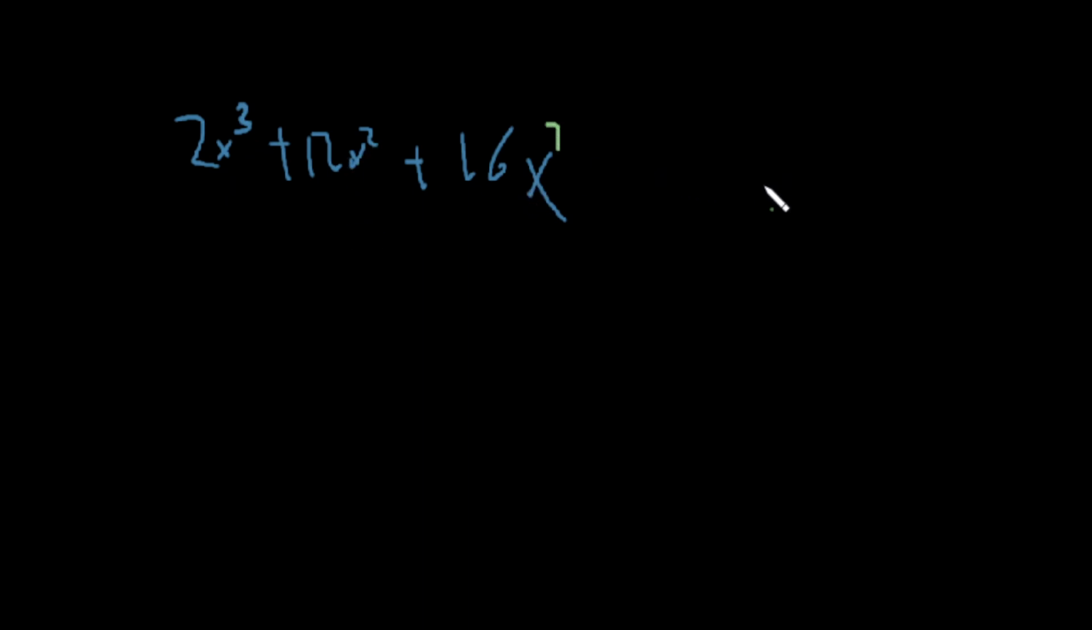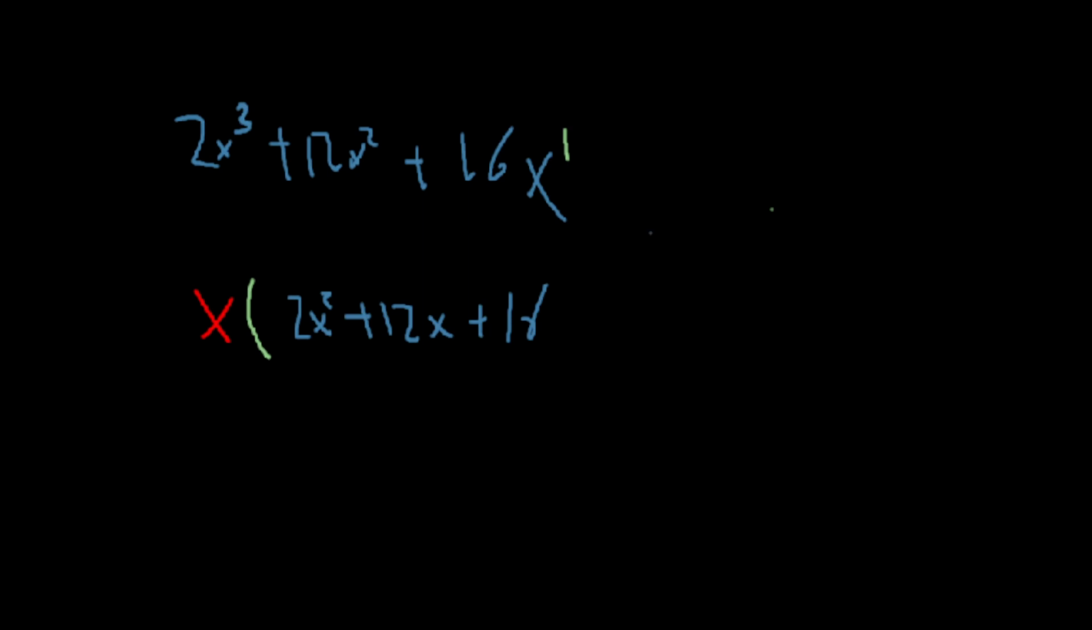If this were to be a 2x squared, you would probably put x squared parentheses 2x plus 12 plus 16. But you don't do that, because there's no x squared. And since there's a common factor of x but only x to the 1, you factor out only x. x parentheses 2x squared plus 12x plus 16. Oh my god.